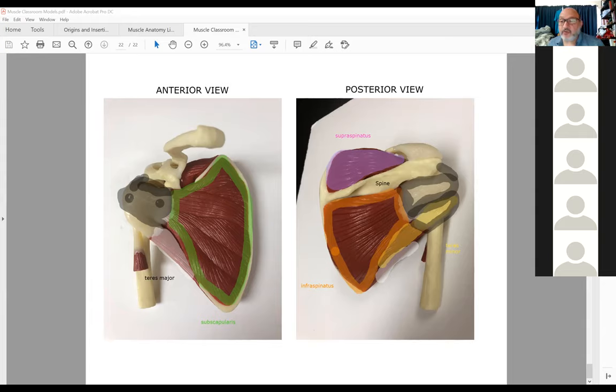So like I said, while you don't need to know their origins and insertions, does knowing the facets of the scapula help you to identify the muscles? Absolutely.